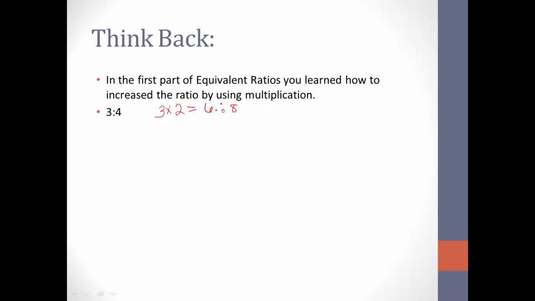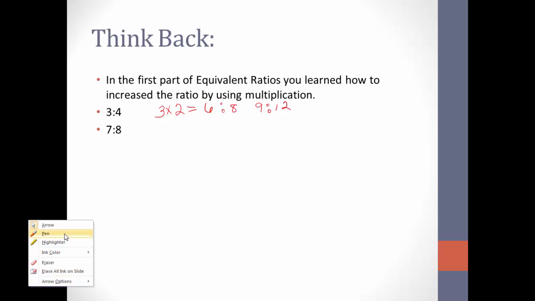Now I'm going to do it again, and I'm going to use the whole number 3. 3 times 3 is 9. 4 times 3 is 12. I have another equivalent ratio, 9 to 12.